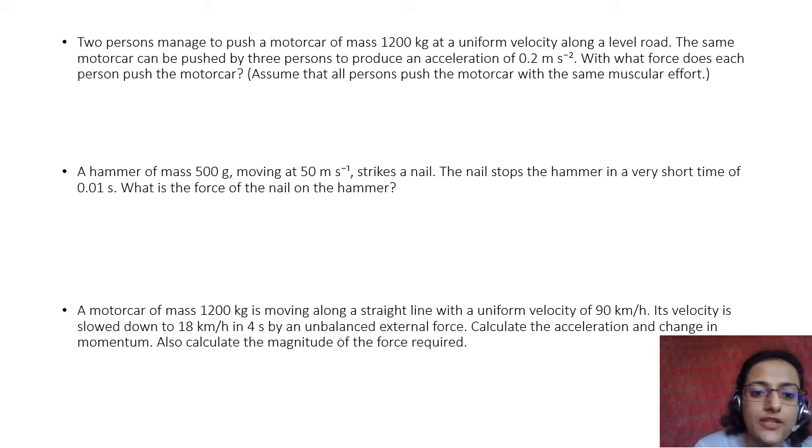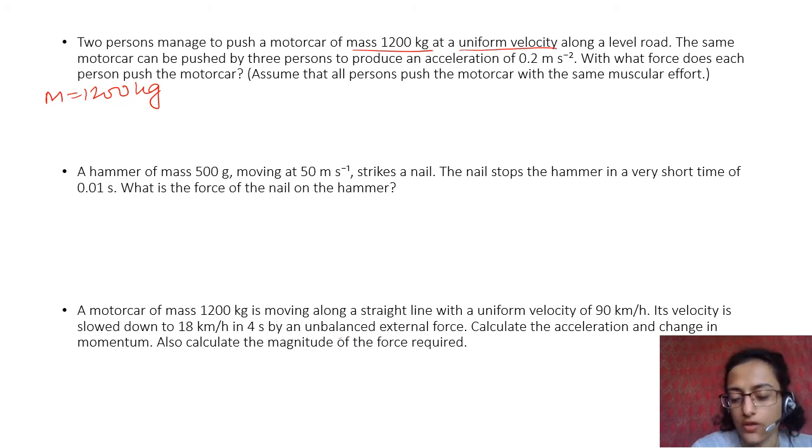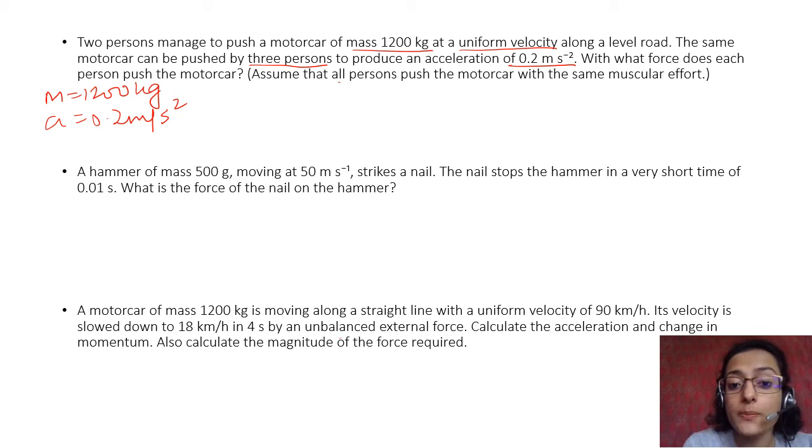Two persons managed to push a motor car of mass 1200 kg at a uniform velocity along the road. We have not been given the velocity. The same motor car can be pushed by three persons to produce an acceleration of 0.2 meter per second square. With what force does each person push the motor car? Assume that all persons push the motor car with the same muscular effort.